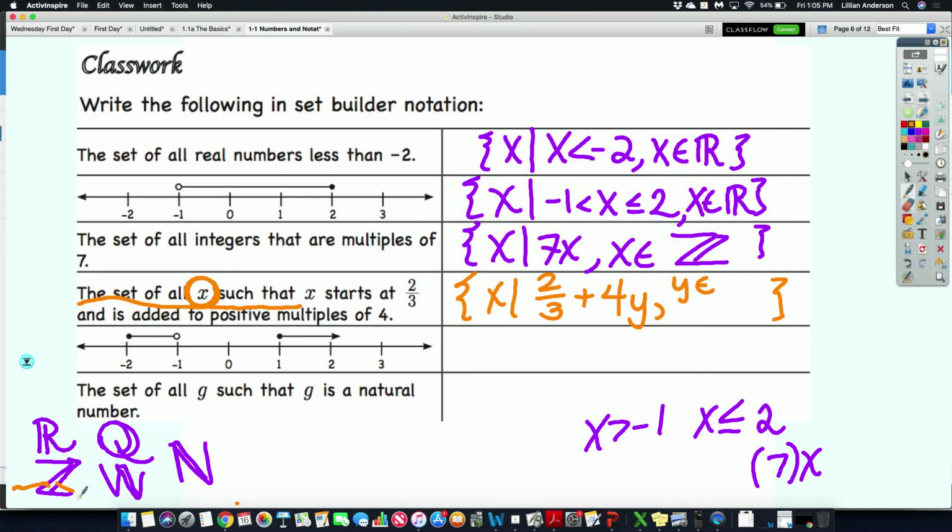What are whole numbers? 0, 1, 2, 3. If I were to plug in 0 here, is 0 a multiple of 4? So we can't actually use whole numbers. We actually need what types of numbers? Natural. Okay, so we have to be careful there. And then we also need to describe the types of numbers that x is going to be. What is x going to be? All real numbers. This one was a tricky one.